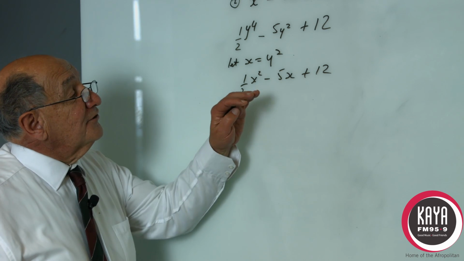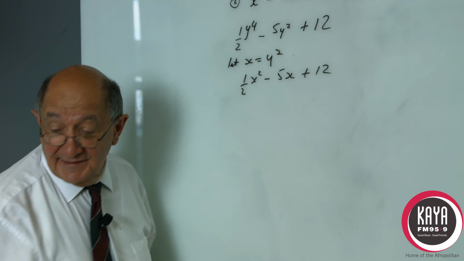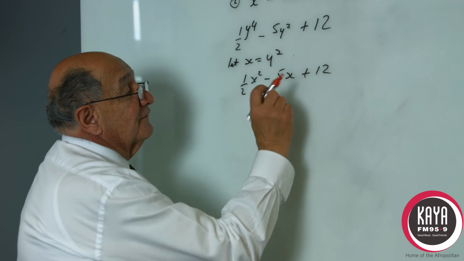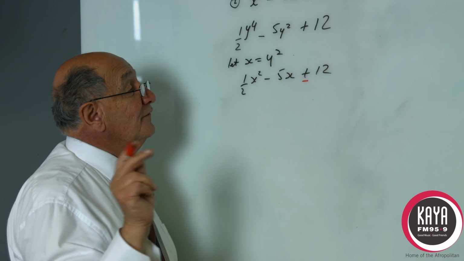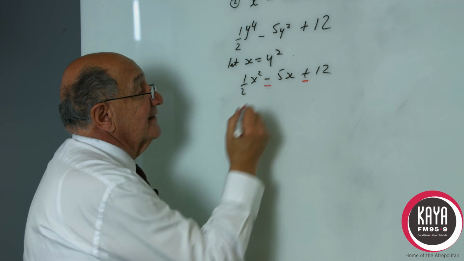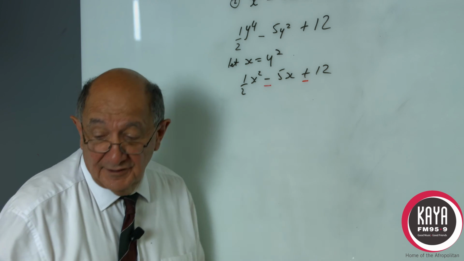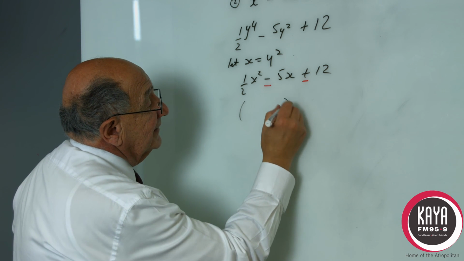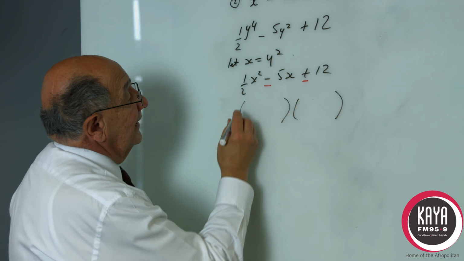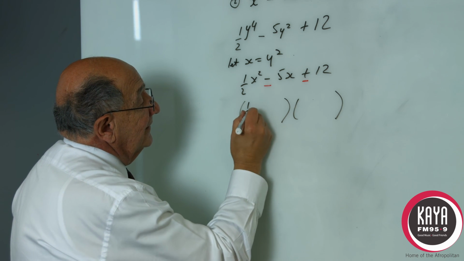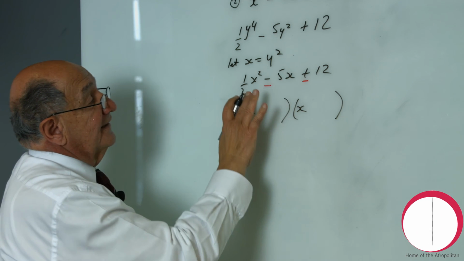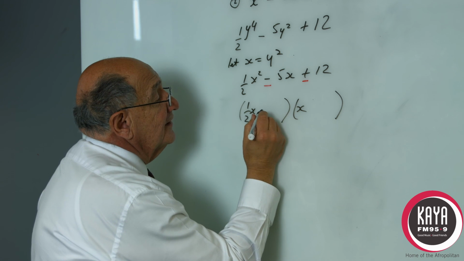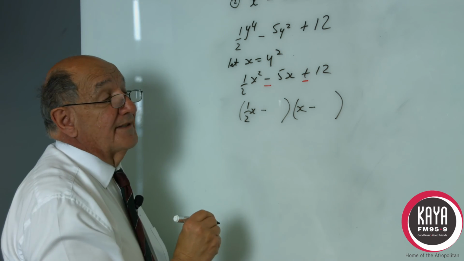As you saw previously, we look at these signs, and the sign in front of the 12 tells us that we're going to have two of the same signs, and the minus tells us that those two signs are going to be negative. So we create our brackets, and we have a half x times x, the x causing the difference, the half giving us a challenge. So we'll have a minus here and a minus there.